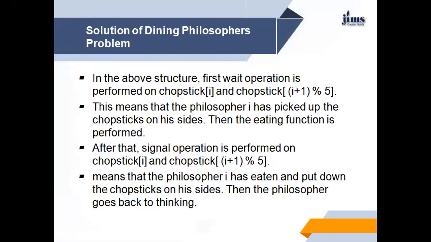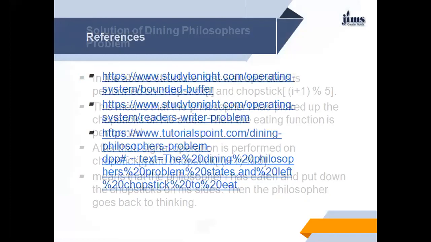In the above structure, first the wait operation is performed on chopstick[i] and chopstick[(i+1) mod 5]. This means that philosopher i has picked up the chopsticks on his side, then the eating function is performed. After that, the signal operation is performed on chopstick[i] and chopstick[(i+1) mod 5], which means that philosopher i has eaten and put down the chopsticks on his side, then the philosopher goes back to thinking. So this was the classical problem.